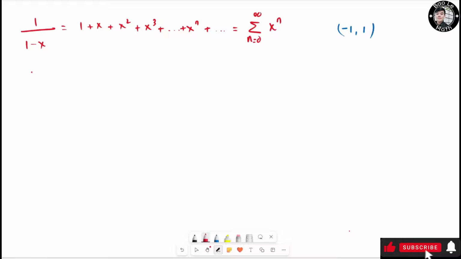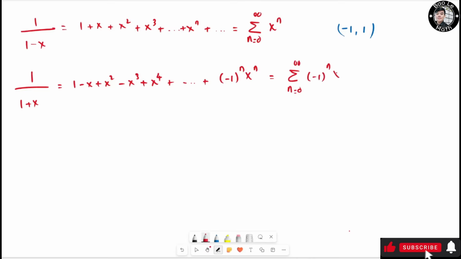Now, the second one is 1 over 1 plus x. It's going to be 1 minus x plus x squared minus x cubed plus x to the 4 plus etc. plus negative 1 raised to the n times x to the n. If you put this in summation notation, it could be n starts from 0 to infinity of negative 1 raised to the n times x raised to the n, and the interval of convergence is negative 1 to 1.